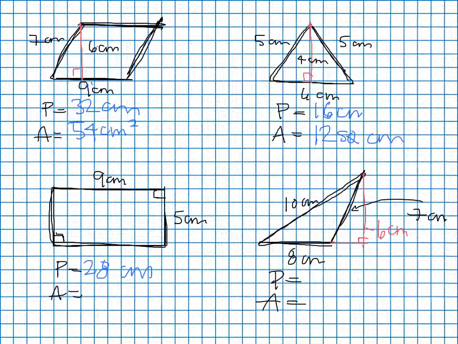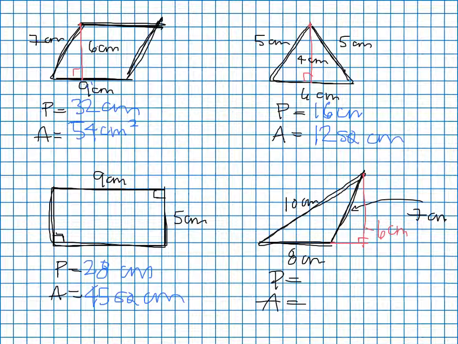And then our formula for area, as you recall, is length times width. So it's 9 times 5, and we should get 45 square centimeters.